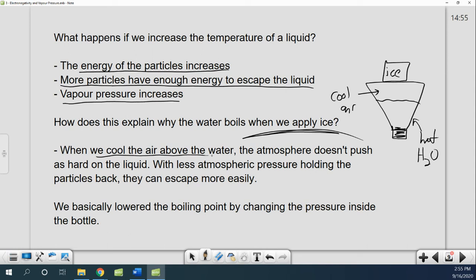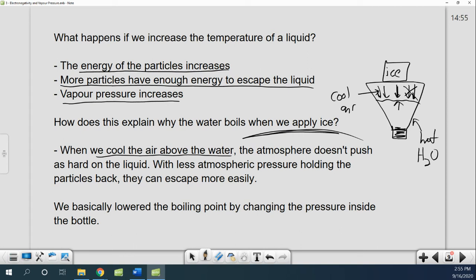When you cool the air above the water, well, now that atmosphere, quote unquote, the number of air molecules bouncing, as that cools down, it doesn't push as much. They slow down. Their average kinetic energy decreases as you cool it down, so you have less bouncing off the liquid.